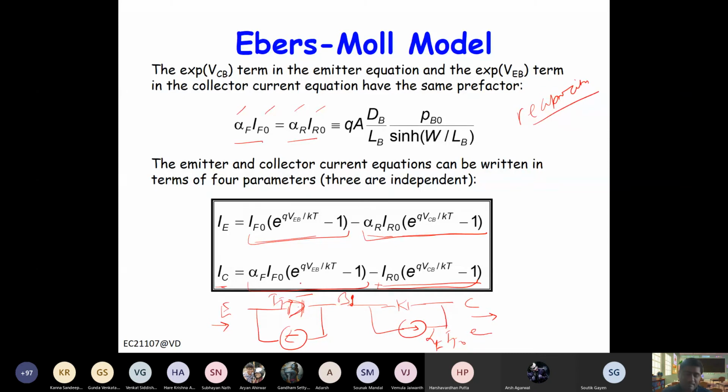Now reciprocity is basically, if you apply a bias at base collector, right, the amount of current that will flow through the emitter will be the same as if you apply a bias at base emitter and measure the amount of current that flows through the collector. Now if alpha F is designed to be high, your IF naught will be small. If alpha R is designed to be low, then IR naught will be high.